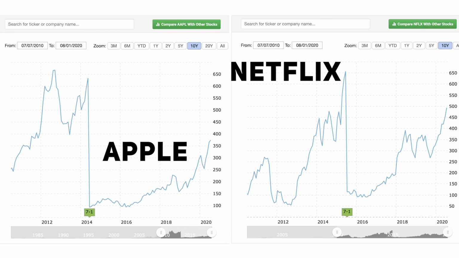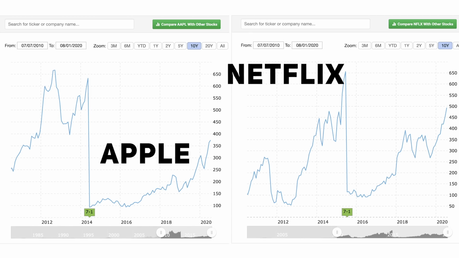Apple and Netflix have both implemented stock splits in the past 10 years. Apple's was 7-for-1 with the share price around $630 back in June 2014. Netflix was also similar with a 7-for-1 split with the share price around $650 in July 2015. Both, interestingly enough, in the summer, both 7-for-1, and both with share prices in the $600 range.